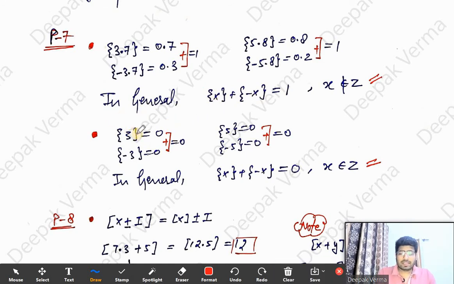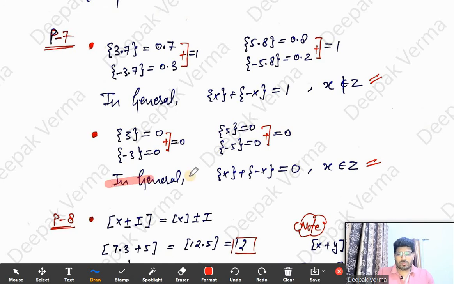If x is an integer, let us take an example. Fractional part of 3 is an integer here. So fractional part of 3 is what? 0. Fractional part of minus 3 is 0. If we add, we get 0. Fractional part of 5 is 0. Fractional part of minus 5 is 0. If we add, we get 0.